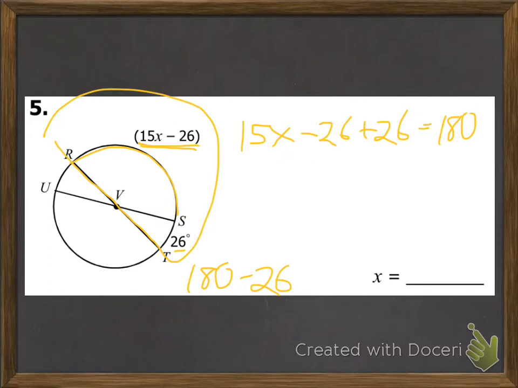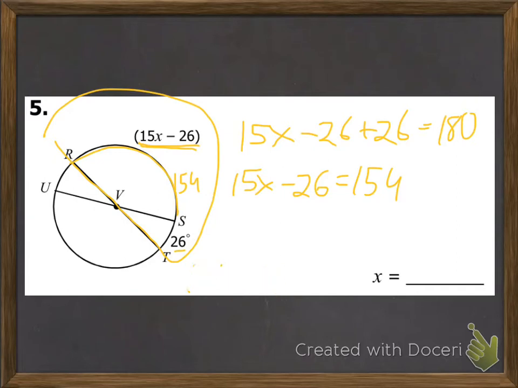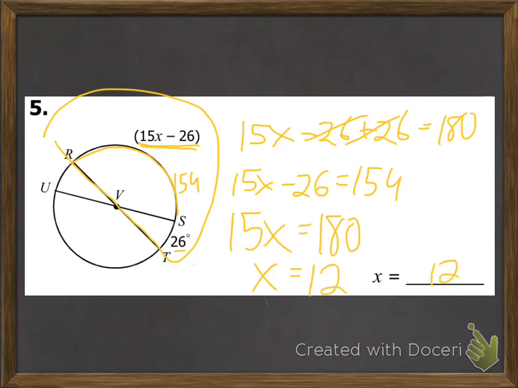And you would end up getting an arc measure of 154. So you also could just do 15x minus 26 equals 154. You've got a few options here. I'm going to go with that because it's shorter. So we've got 15x, add the 26 to both sides, and you're going to end up with 180, just like we would have done if we had canceled these up here. Then divide by 15 on both sides, and you're going to get x is equal to 12. So that's the final answer for that one right there.